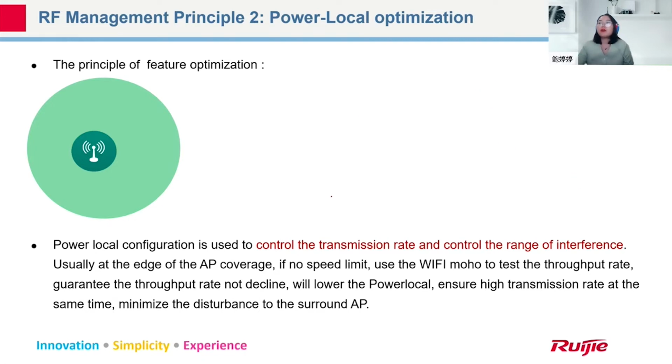If we change the power level, this is used to control the transmission rate and the range of the interference. Pay attention to what the transmission rate means. It relates to the terminal. If you want to connect to the SSID, there are several steps. First, you use control messages to communicate with the AP. Later we can find the SSID name and then associate with the AP.